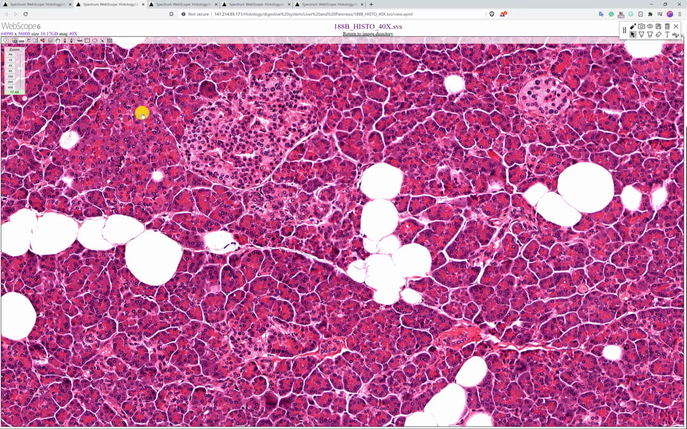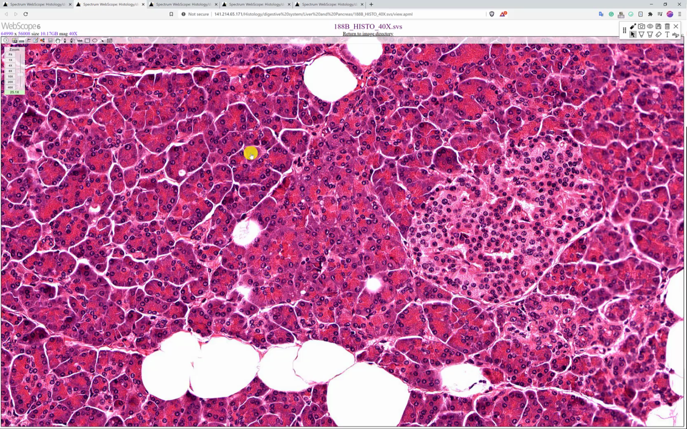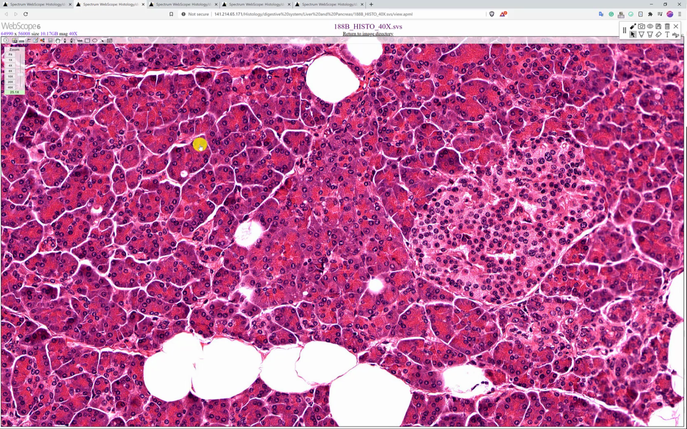The other thing is the acinar cells. So each one of these groups of cells is, so each cell is an acinar cell, and these acinar cells are sitting together in something called acini, and these are exocrine glands. These are the ones responsible for producing the digestive enzymes from the pancreas.